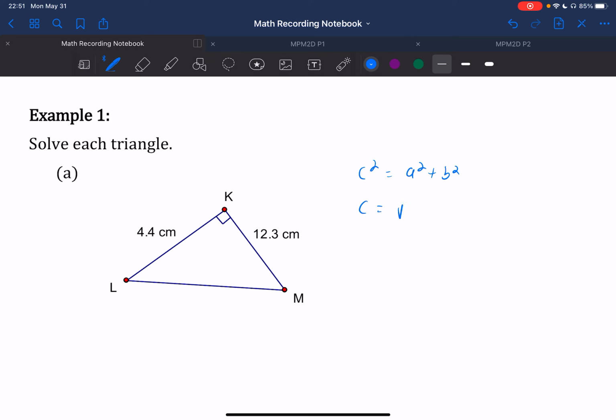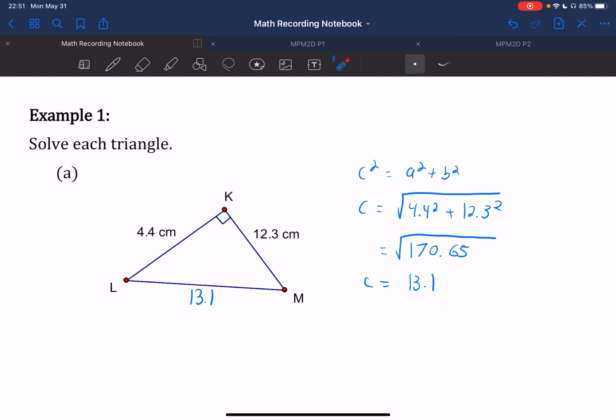So C is going to equal the square root of 4.4 squared plus 12.3 squared, which is equal to the square root of 170.65, which gives us 13.1. So we can start filling this in. This side here is 13.1. Now that we have our three sides, what we can start doing is finding one of the angles that we're missing. I'm going to start off by looking for the angle here, the angle of L in green.